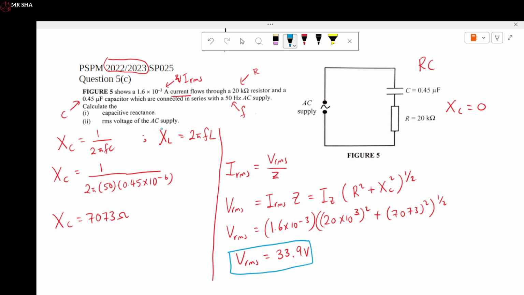In some other questions, they might use the RMS voltage of the whole circuit, but that also refers to this AC supply. So if they say either the AC supply or the whole circuit, you use Z, which is the impedance of the whole circuit. Okay, thank you.